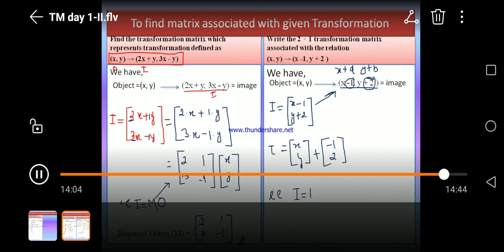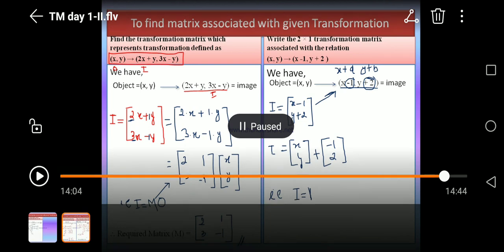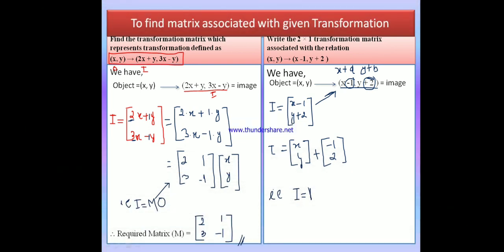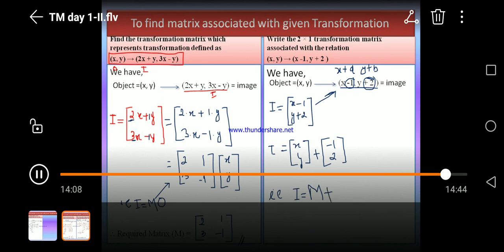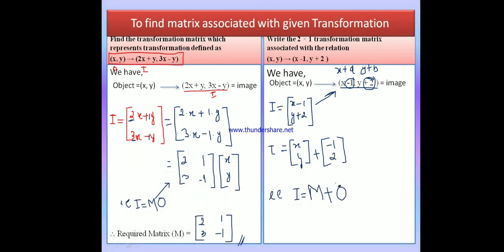There are only two formulas. One is I equals MO, M into O, and the other is I equals M plus O. So M plus O. Now you need to compare here. O means x comma y. You can see in the starting also x comma y is an object. So what is the required 2 by 1 matrix? The required 2 by 1 matrix is minus 1 and 2.